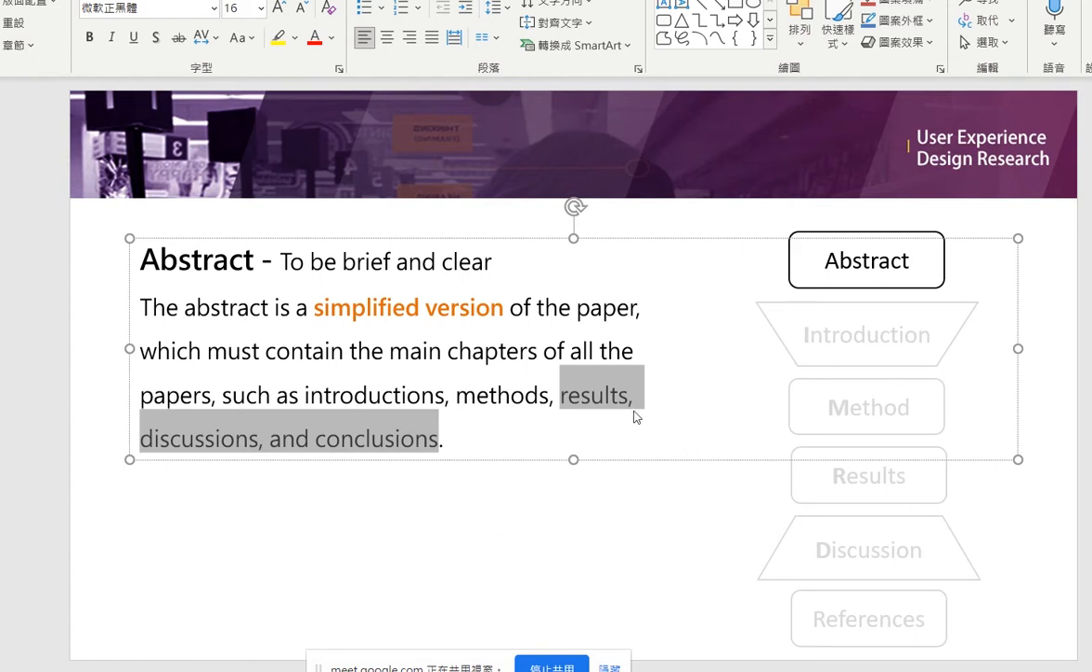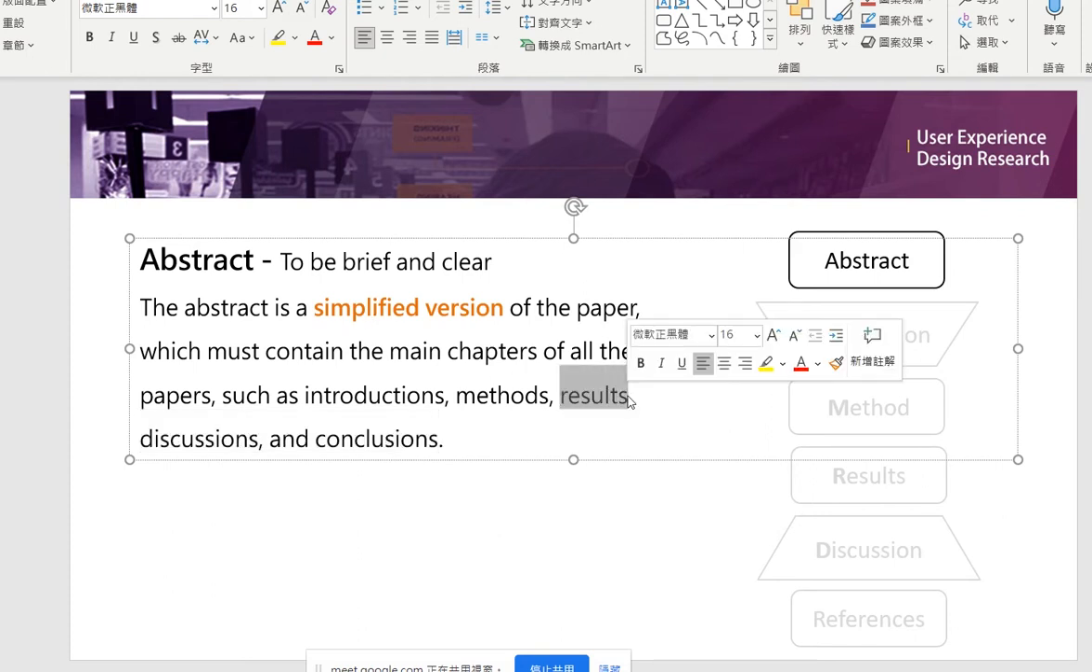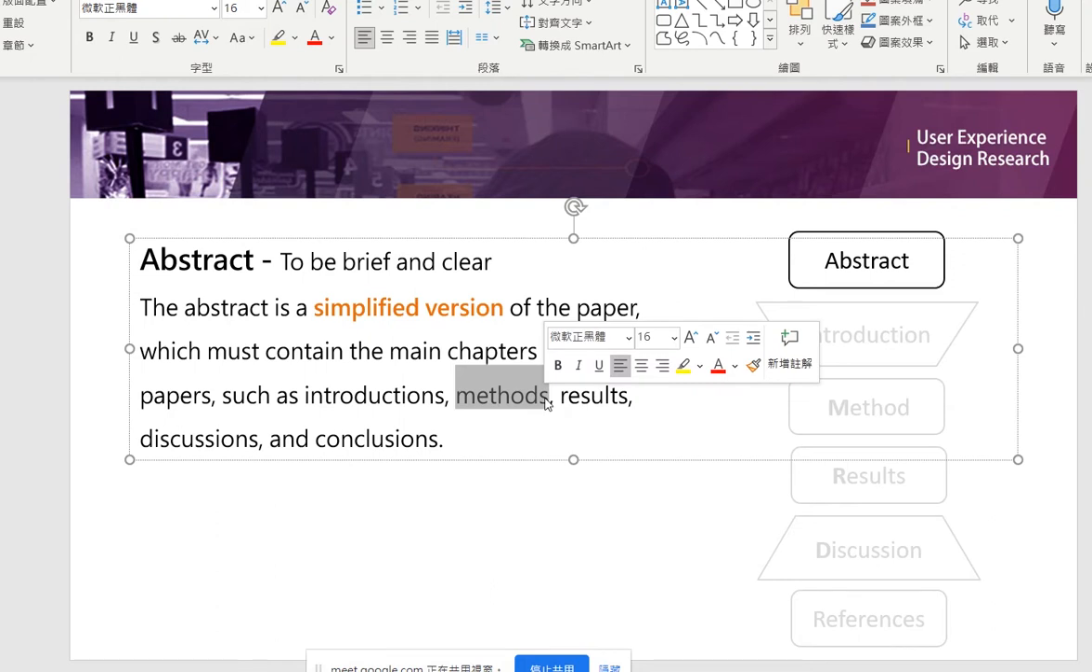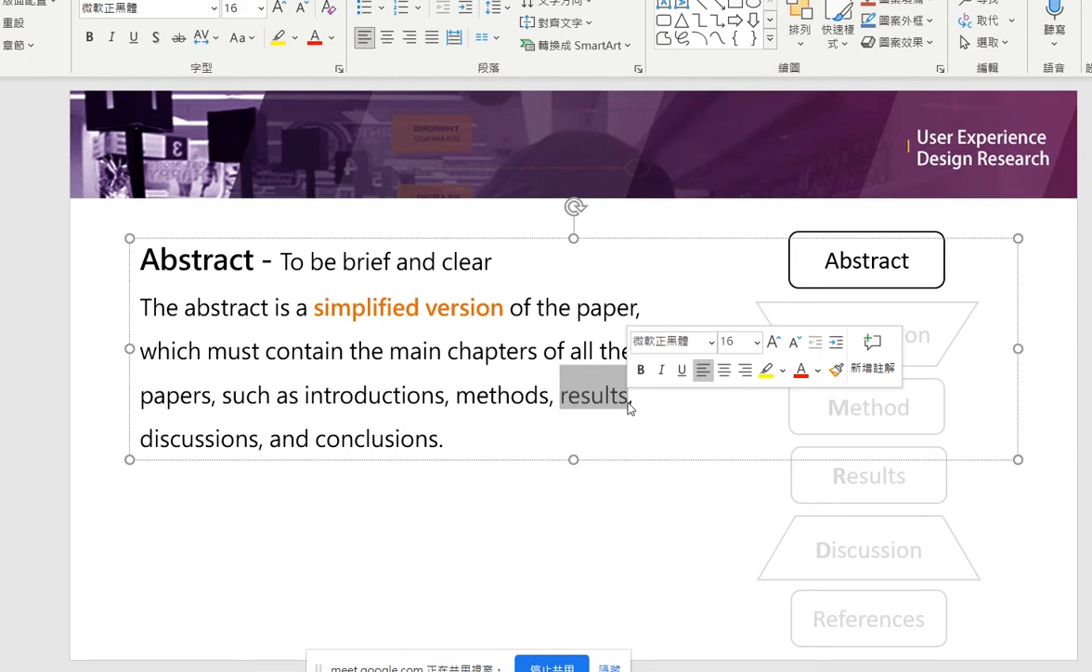So that's a very big problem, because results is only focused on what we got from the method. You just need to list every part. For example, if in your whole research you use three research methods, in this chapter you only have to introduce the results and the data you got from the method. You can't repeat how you conducted the method in this chapter.